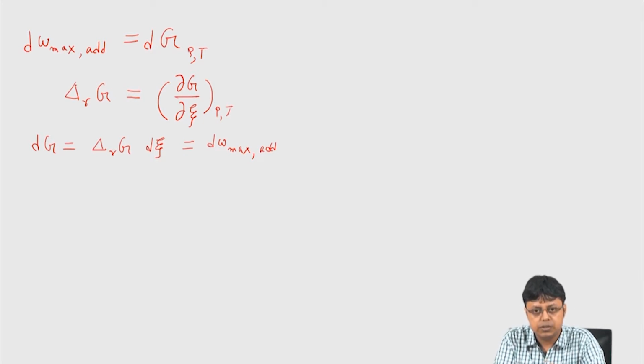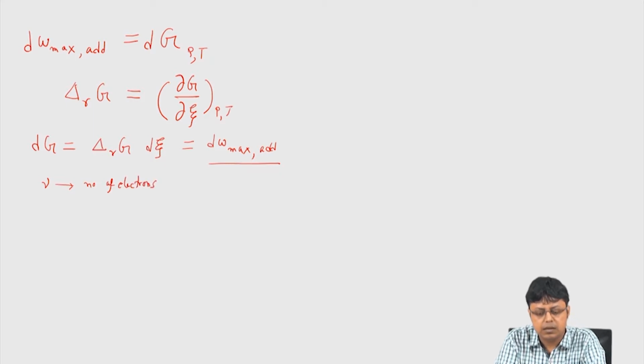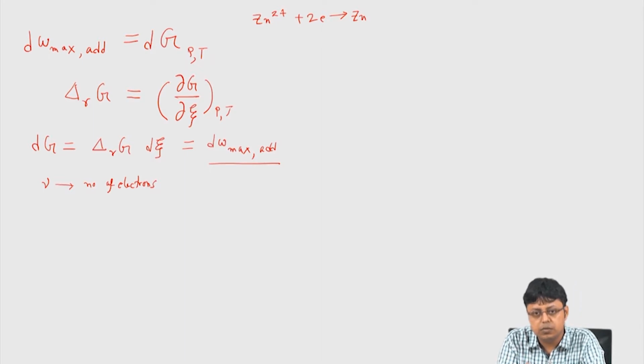Now, think about a situation where we could also calculate the maximum available work in terms of how many electrons are flowing. That is very easy to calculate. Suppose we are considering some reaction where nu is the number of electrons in the stoichiometry. For example, for zinc to zinc 2 plus, or zinc 2 plus to zinc, we added 2 electrons, and the same was for copper. So, in this case nu will be 2.